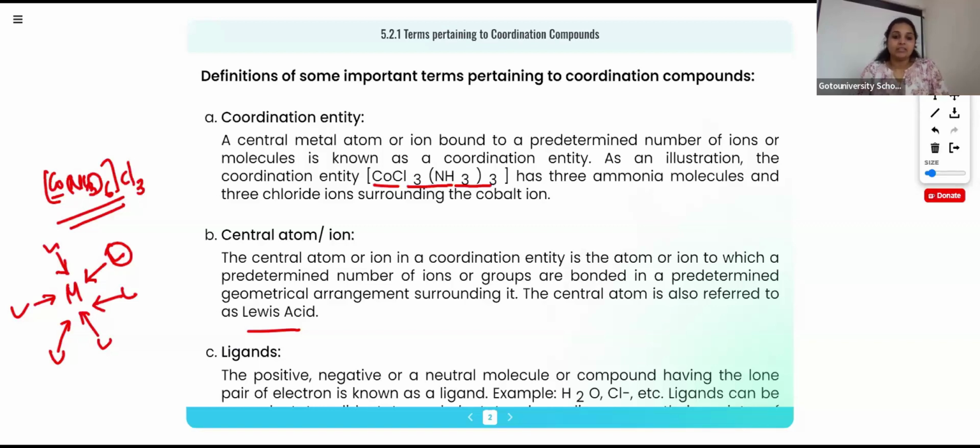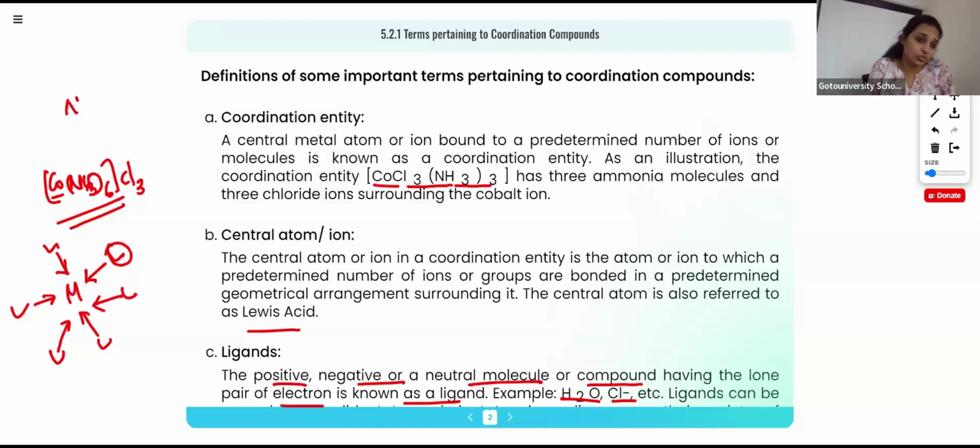Now the ligands. Ligands are whatever surround the metal atom, maybe single atoms, neutral molecules, or groups of atoms. Positive, negative or neutral molecules or compounds having a lone pair of electrons are called ligands. As I told, H2O and Cl minus can all be considered ligands.